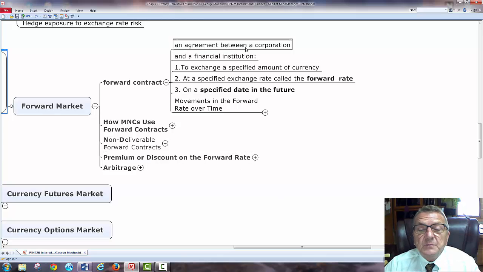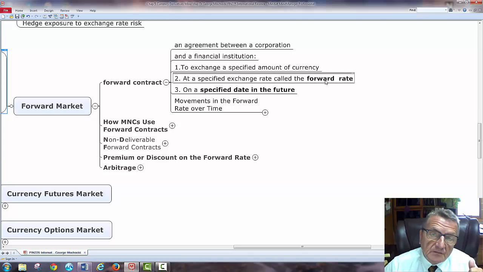Okay, it's an agreement between a corporation and a financial institution to exchange a specific amount of currency at a specific exchange rate, called the forward rate. And you're going to find out, remember, in finance, if you learn in corporate finance, and even international finance, a finance manager is also looking at terms and conditions. What are the terms and conditions? What are the rules that I have to play by? Okay, so at a specific exchange rate called the forward rate on a specific date in the future.